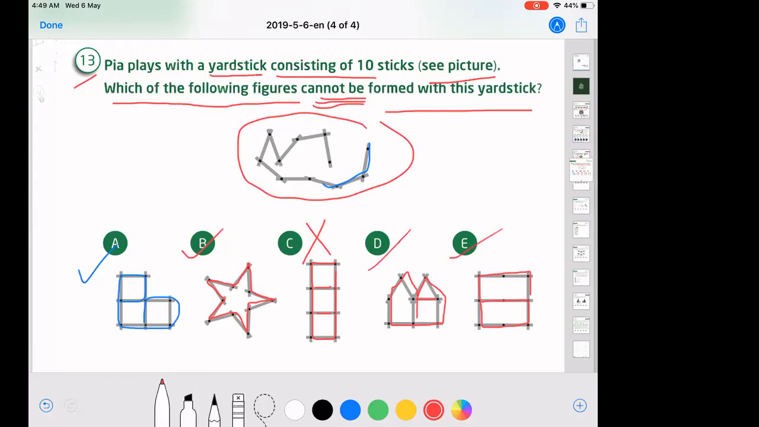The problem we found only in letter C, that I cannot move this stick to make a rectangle and 3 lines in the middle. So the wrong answer is letter D. We cannot form it with this yardstick.